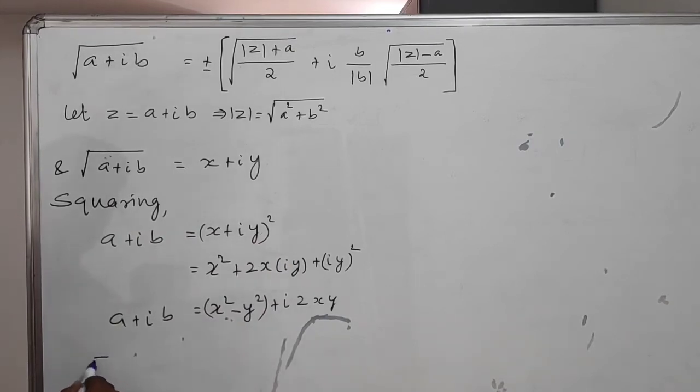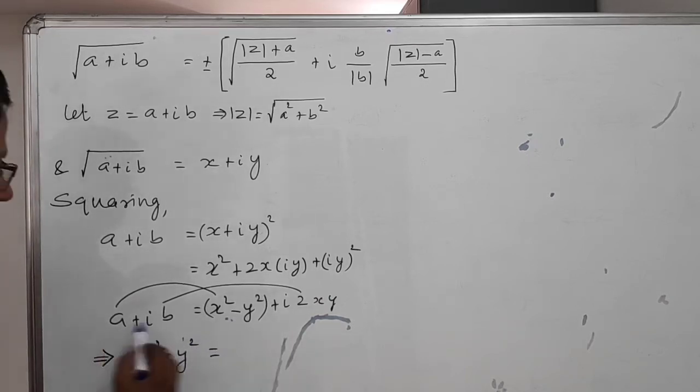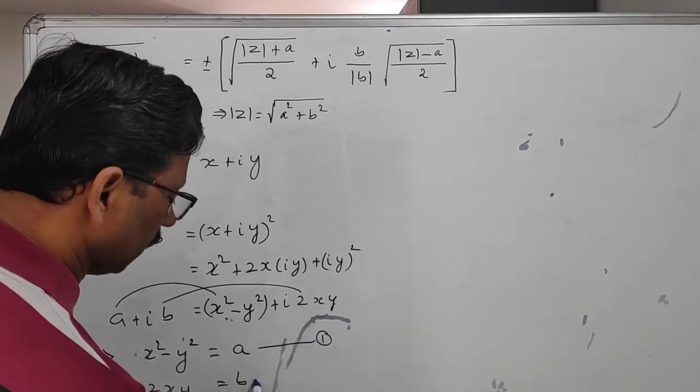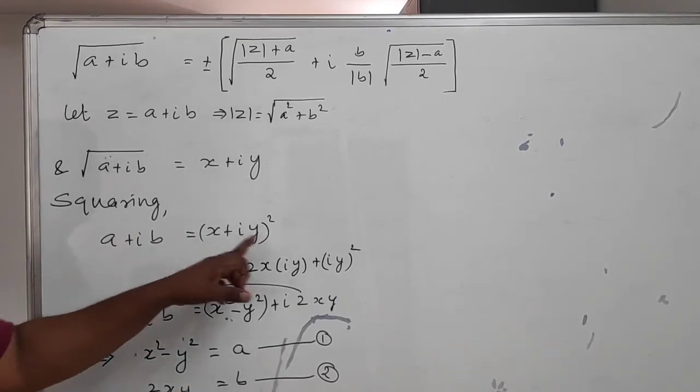Therefore, we can say, these two are real parts and these two are imaginary parts. Therefore x square minus y square is equal to a. Similarly, 2xy is equal to b. You can take this as equation number 1, and this as equation number 2. Now we have two equations. By solving these two equations, we need to find the values of x and y.